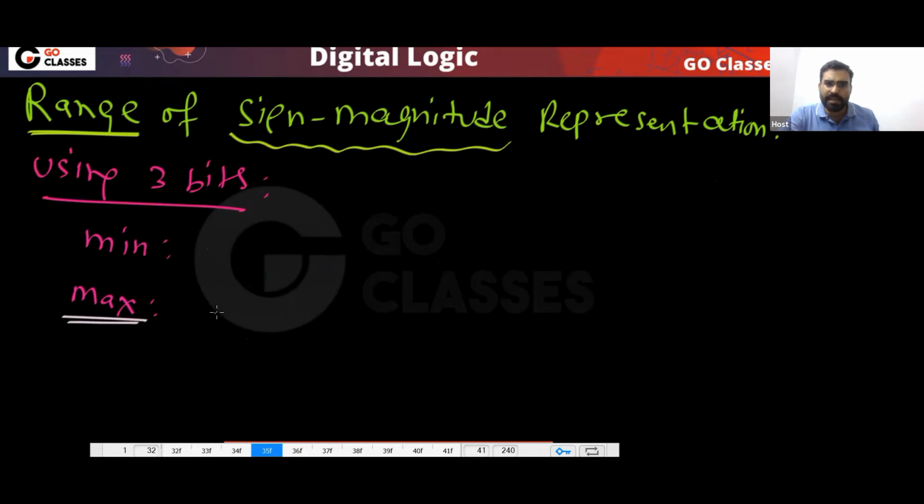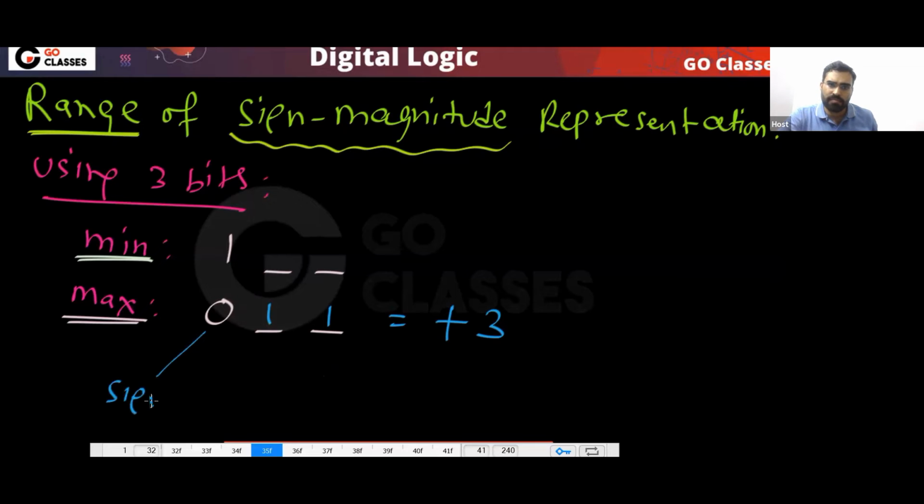The maximum must be positive, so the maximum should be like this, and the minimum should be this. For the maximum, the sign is plus, and you can put 1 1. This is the maximum number you can create. It is positive, so the answer will be plus 3, because this is the maximum magnitude you can create.